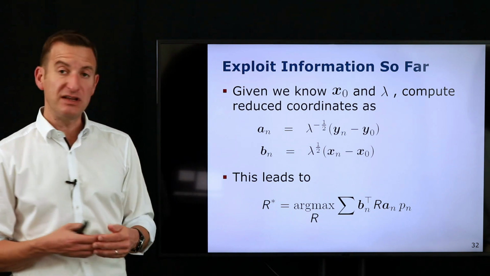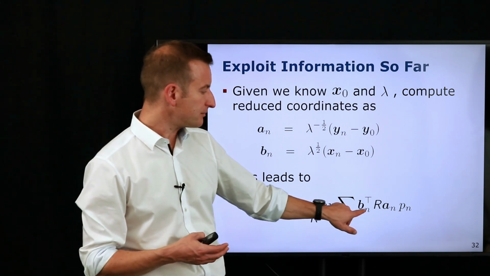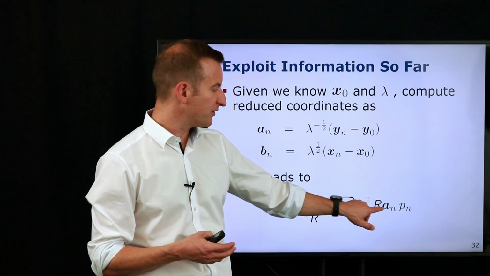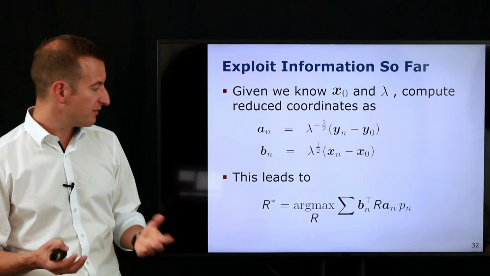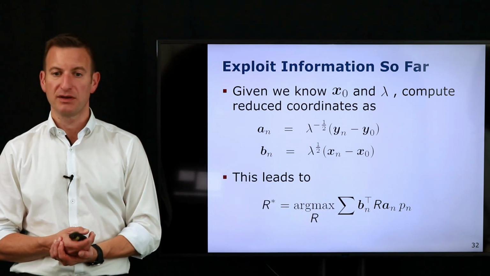And this leads me to a slightly simplified form of writing this down. b_n transposed times R a_n times the weight is the function that I want to maximize. So I need to maximize this expression over here.